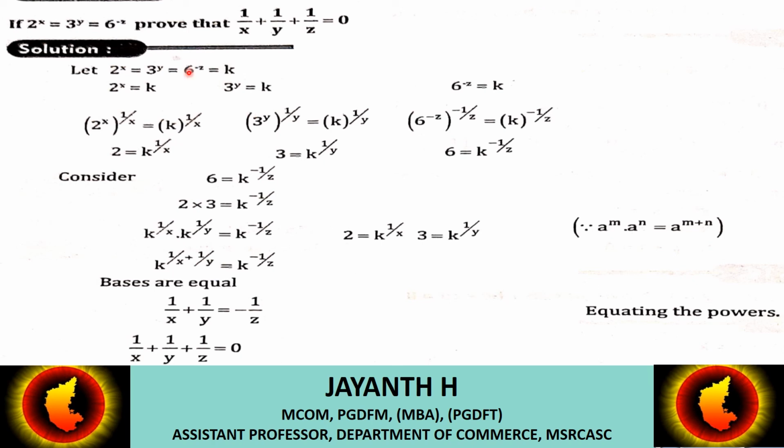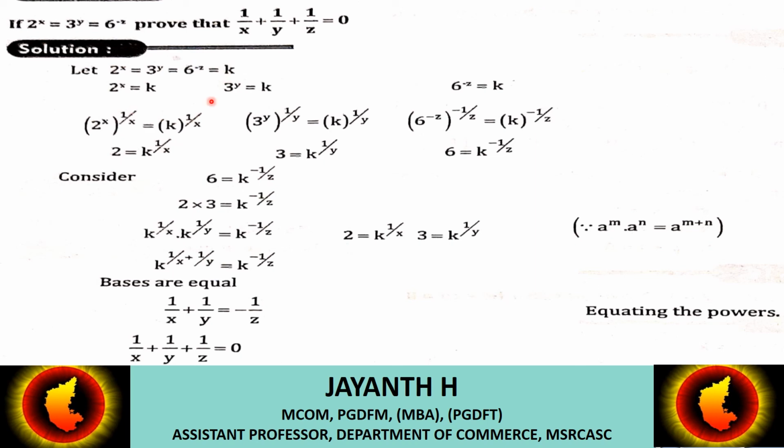So here you have 2 to the power x is equal to 3 to the power y is equal to 6 to the power minus z is equal to k. Here you have to prove that 1 by x plus 1 by y plus 1 by z is equal to 0. As I told earlier, whenever you have anything for proof, make sure it should be written for any of the alphabets. Take it as k or take it as any value.